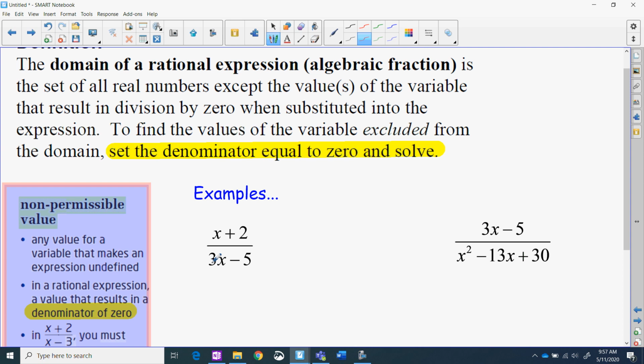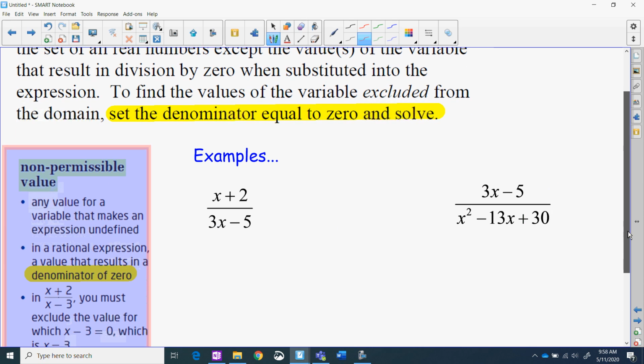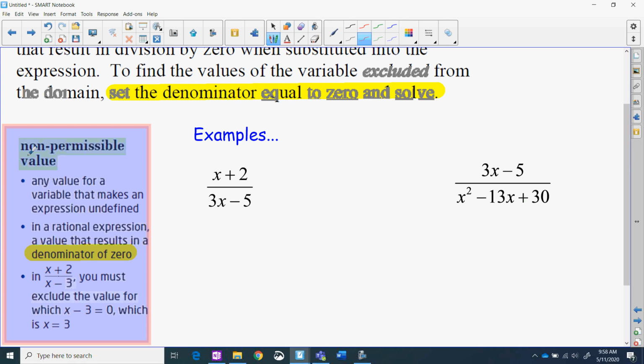So over here you'll see a box. This is right out of your textbook. Sometimes our book calls them non-permissible values. Some books will call them restrictions. They'll say state any restrictions or state any non-permissible values. They're both asking you to figure out what are the values for the variable that you could not let x, y, whatever letter is in the rational expression be, so that the denominator does not ever equal 0.